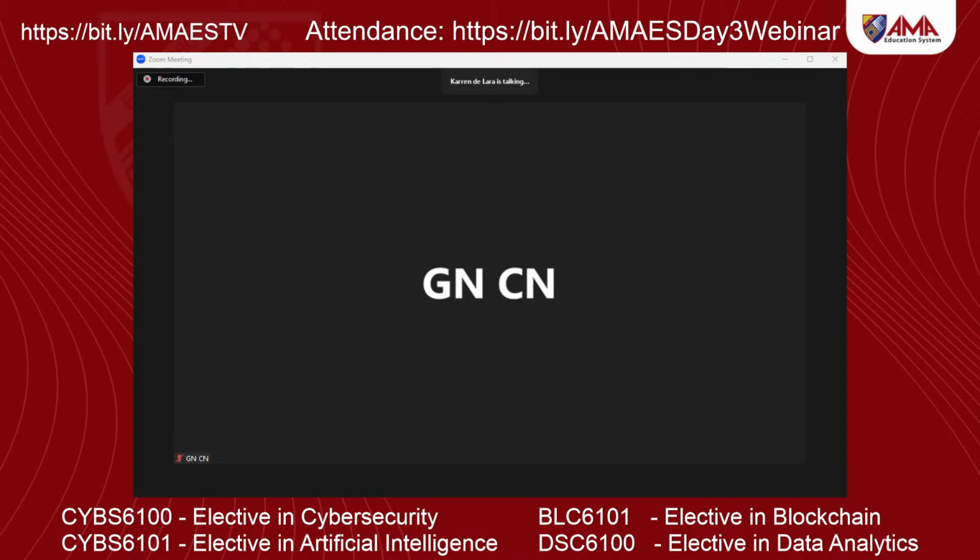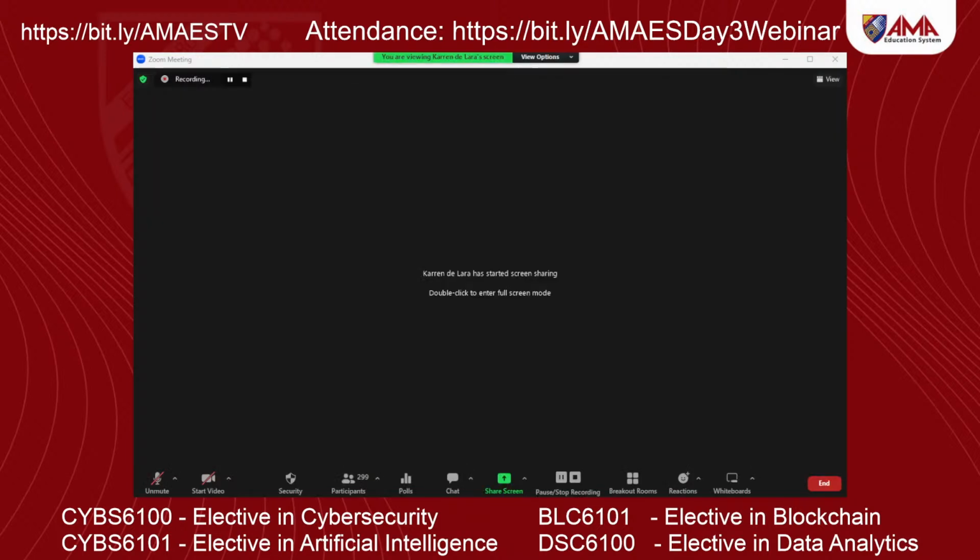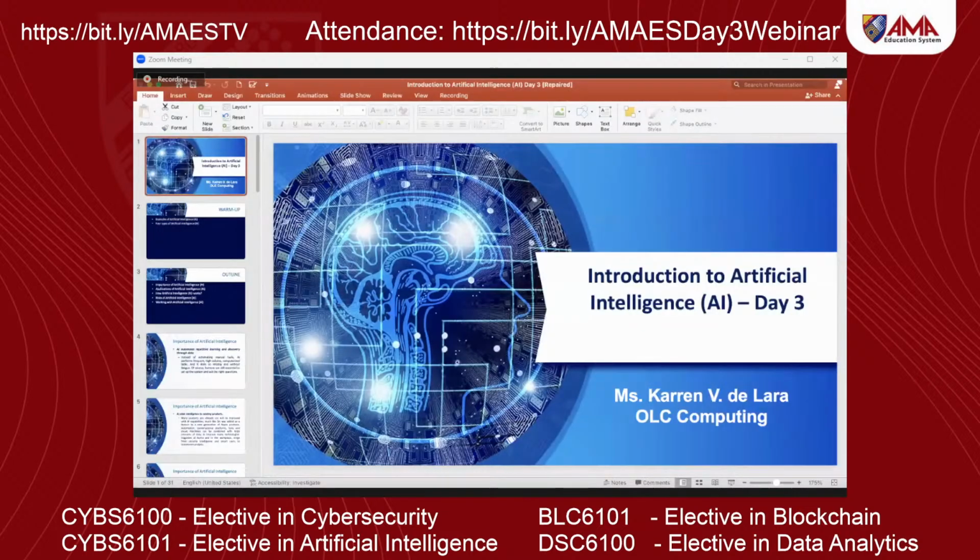And can someone verify through the chat box if you can see the shared screen? Can you see the shared screen po? Okay. Salamat. Okay, thank you po. So let's start.